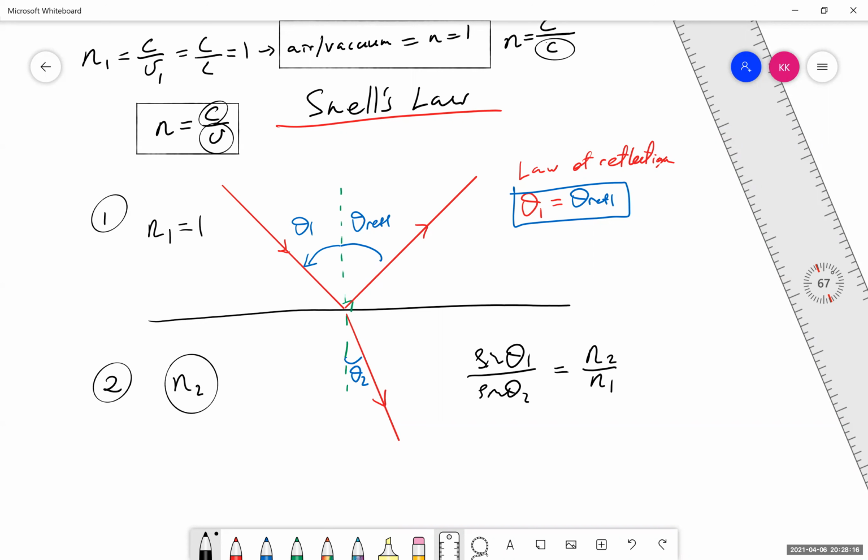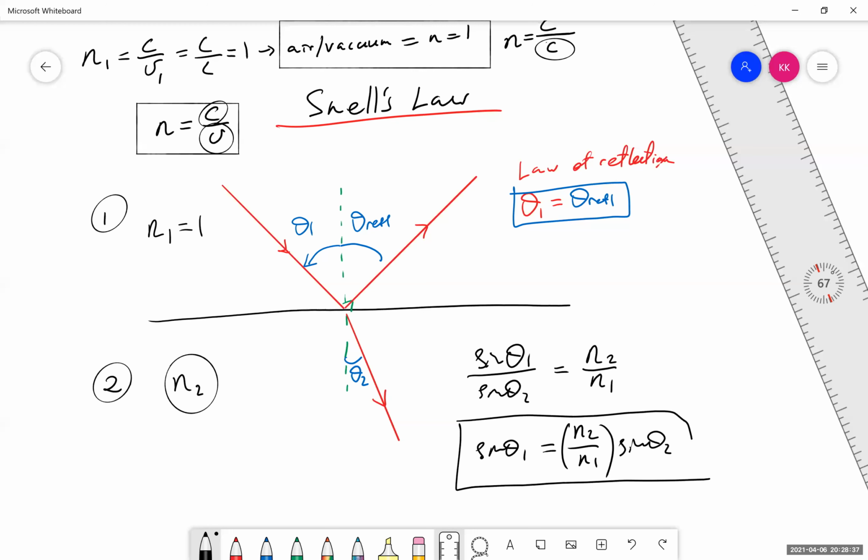We usually rearrange this, but one of the things we're going to do in this particular lab is this. Sine of theta 1 equals N2 over N1, which is basically a constant, right? Doesn't matter how you change your thetas, this N2 over N1 will not change. That constant times, let's say, sine of theta 2. So we're going to use this version of this equation.